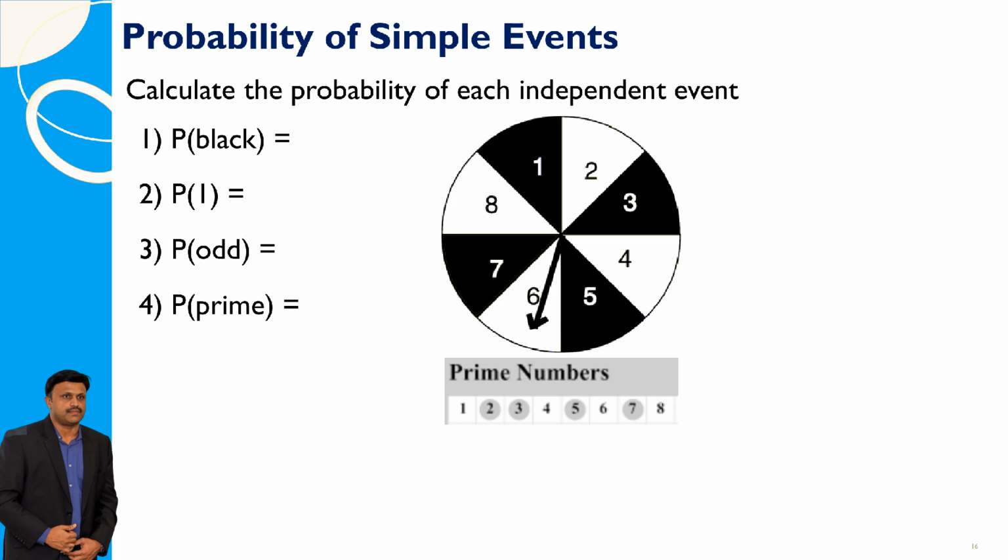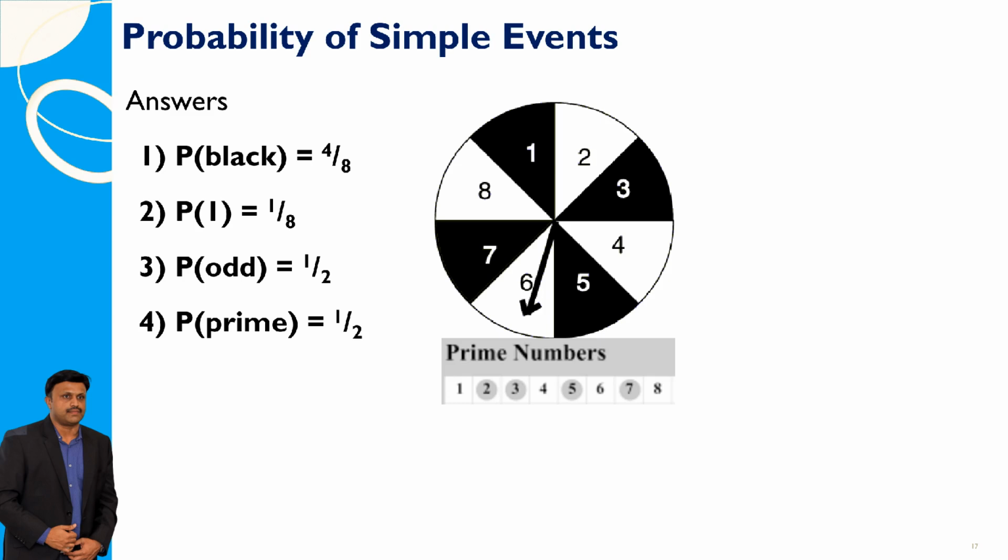Lastly, for event 4, find P of F prime, the probability of drawing a prime number. To calculate the probability of each independent event, use the following values. The probability of drawing a black item is 4 divided by 8, the probability of rolling a 1 is 1 divided by 8, the probability of getting an odd number is 1 divided by 2, and the probability of selecting a prime number is also 1 divided by 2.